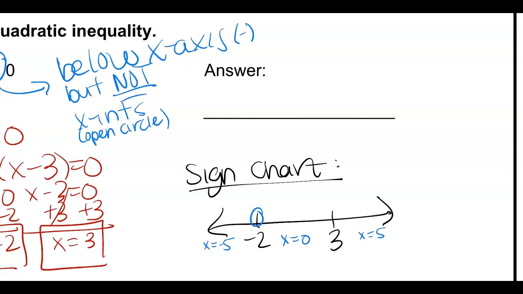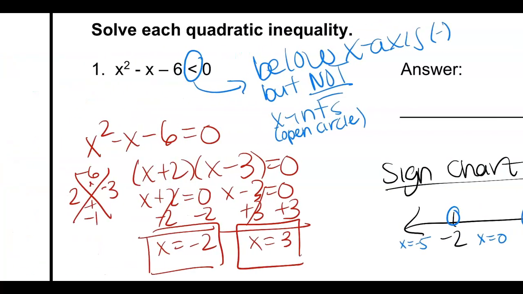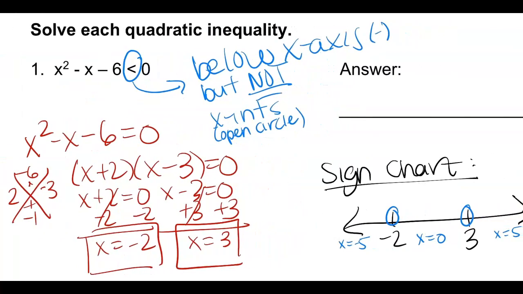Those will not include these values in your solution set. Okay, so now let's actually use those test points. With those test points, I'm going to look back at the original inequality. In this original inequality, we're going to take each of these x values that we just found, and substitute them in both of these spaces for each of the test points that we just picked.